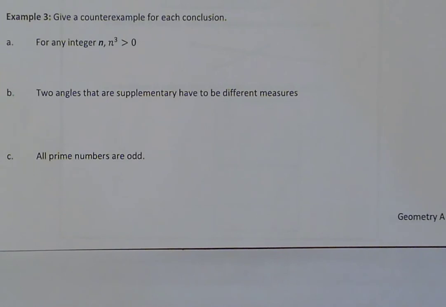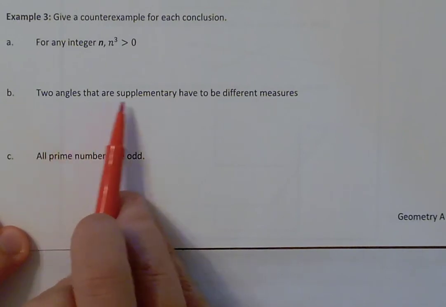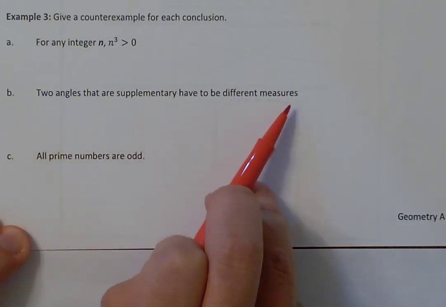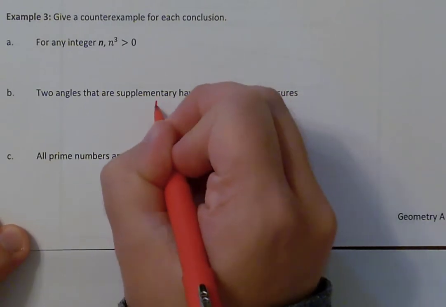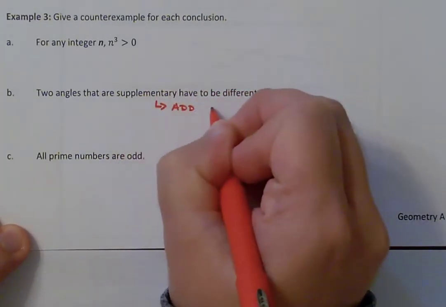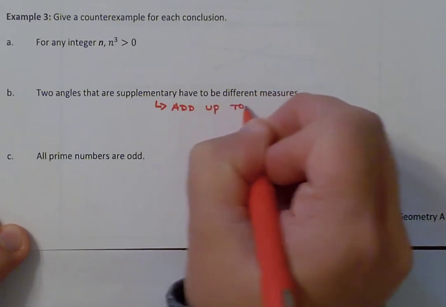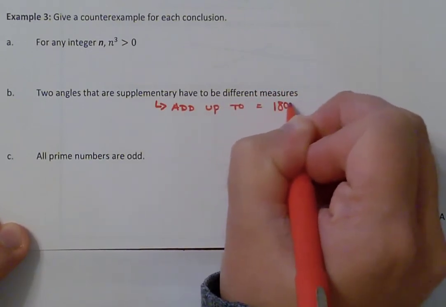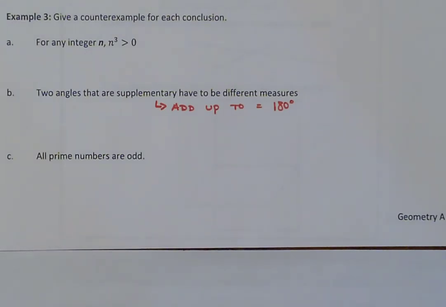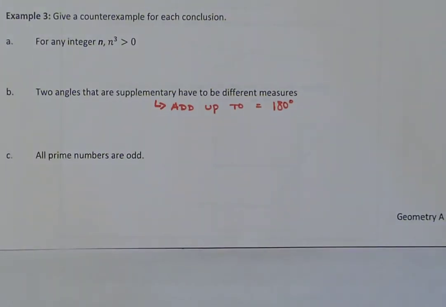For this, because you can take a look at all of these done in the completed notes, I'm just going to take a look at one of them. And for this one, we're going to take a look at part B, stating that two angles that are supplementary have to be different measures. Okay. So remember, supplementary means they add up to equal 180 degrees. So, is there a number from 0 to 180 that you can add to itself and it equals 180? So what two numbers that are the same can you add and get 180?